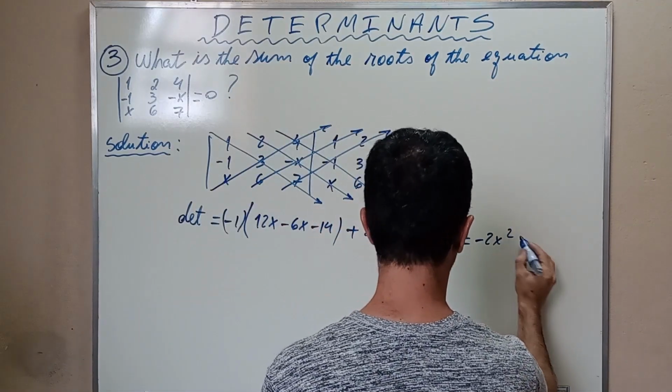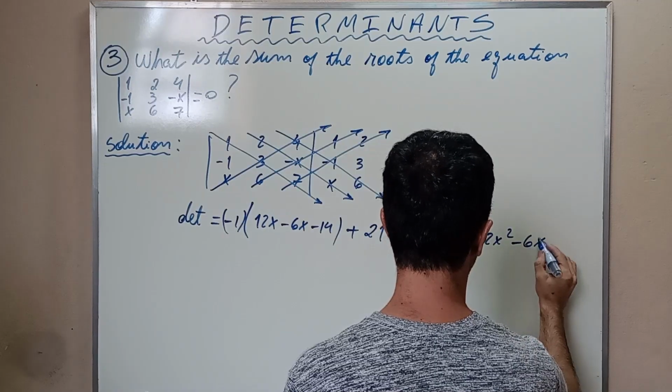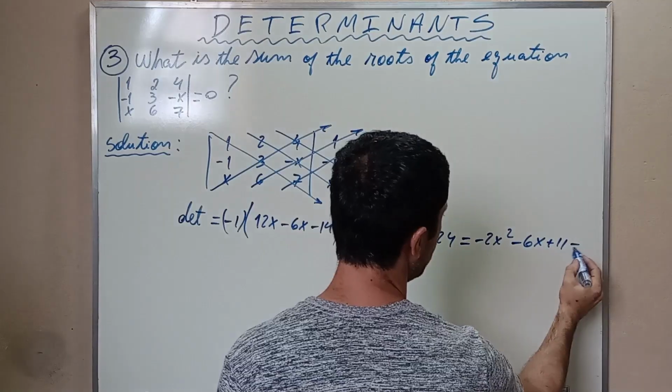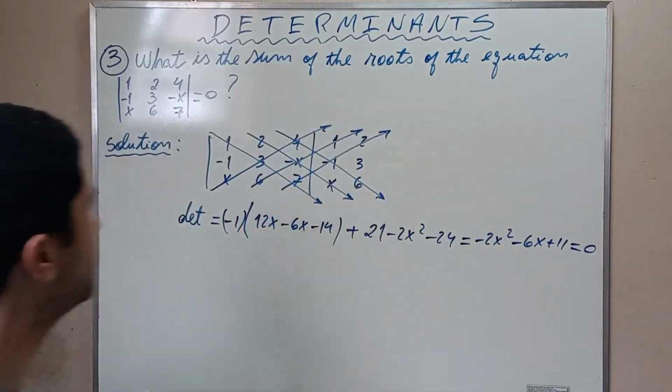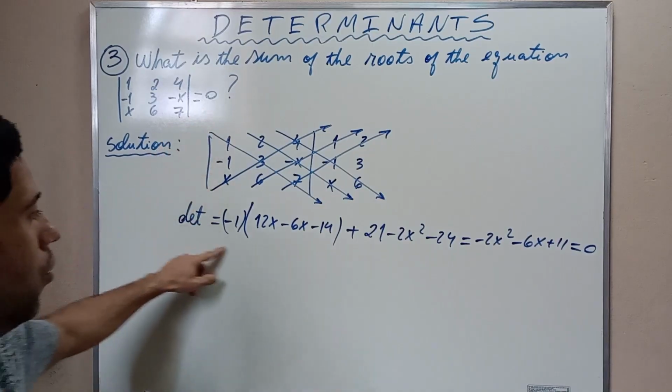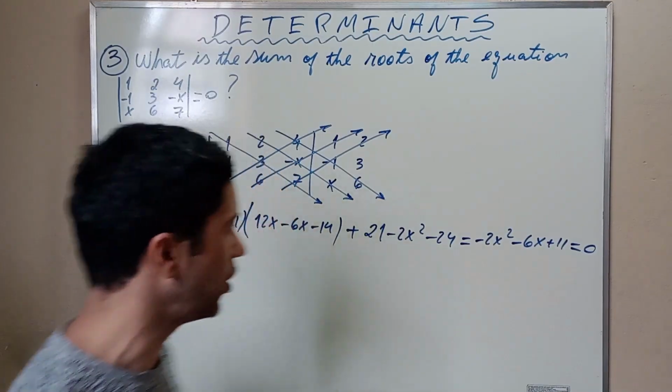Developing this, we find that it is equal to negative 2x squared minus 6x plus 11, and this has to be equal to 0 as the exercise imposed that the determinant is equal to 0. Then we make it equal to 0.